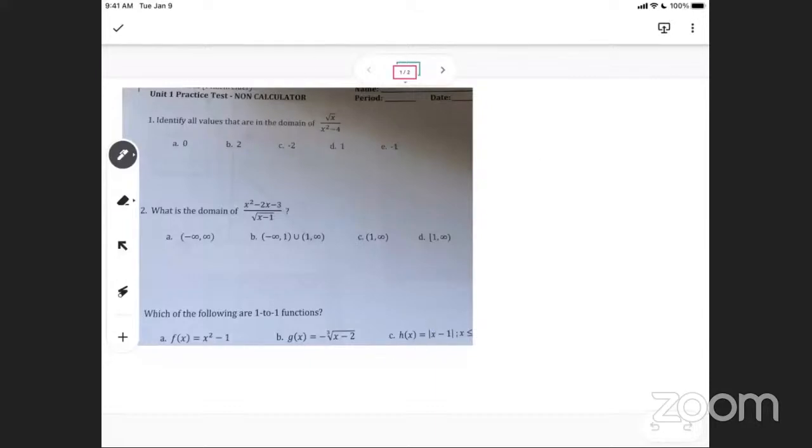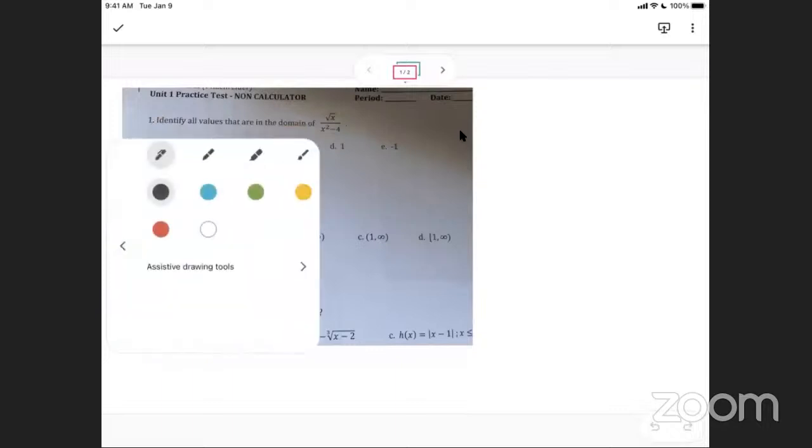Okay. So here with Dylan today, we're talking about functions for the pre-calculus unit 1 test. So this first question says, identify all the values that are in the domain. So domain means what you're allowed to plug in for X, right?